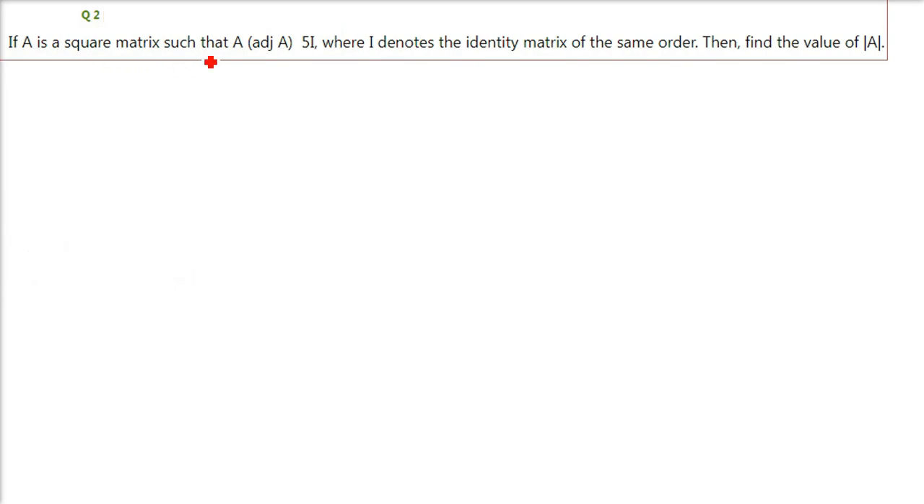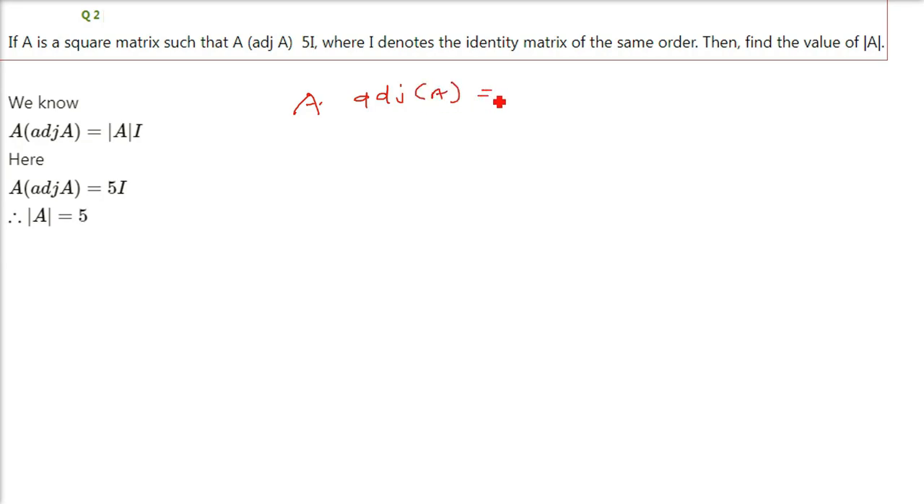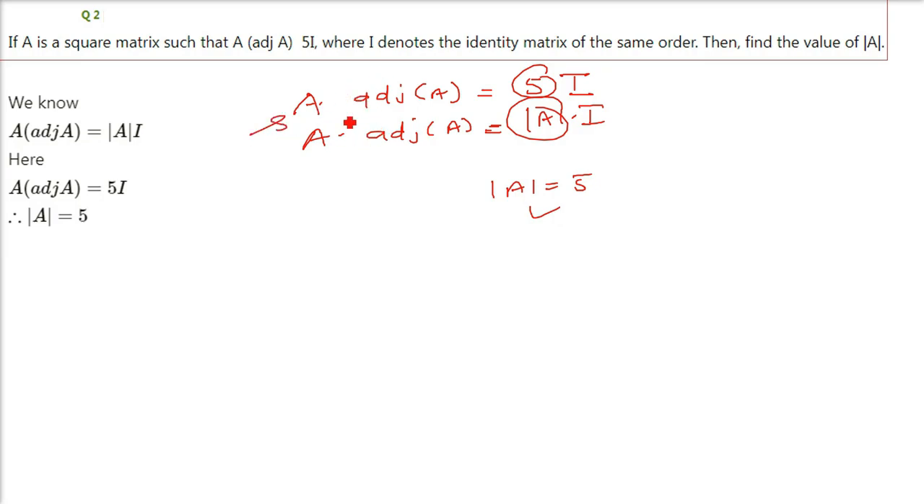Now, if A is a square matrix such that A into adjoint A is equal to 5I, where I denotes the identity matrix of the same order, then find the value of determinant of A. Here, we have already seen in the properties, when we were discussing theory, that A dot adjoint A is equal to determinant of A multiplied by the identity matrix. So what is 5 here? If you equate it, the determinant of A is equal to 5.